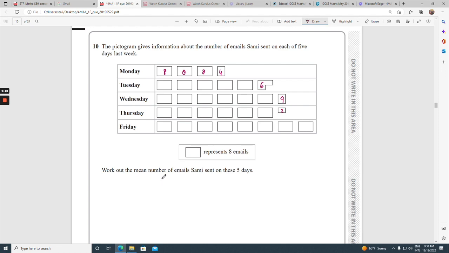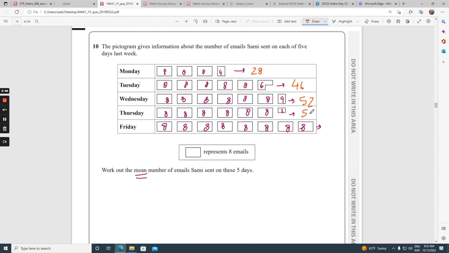Work out the mean. To find the mean, you add all the numbers. Mean is average. Add all the numbers and divide by the total quantity. So first we need to find how many emails on Monday, Tuesday, Wednesday, Thursday, and Friday. We need to add all of them together. So this is 8, 8, 8. On Monday it was 8 plus 8 plus 8 plus 4, so 28. On Tuesday it's 8, 16, 24, 32, 40 and 6, 46. Wednesday is 8, 16, 24, 32, 40, 48 and 4, 52. Then 8, 16, 24, 32, 40, 48 plus 2 is 50.